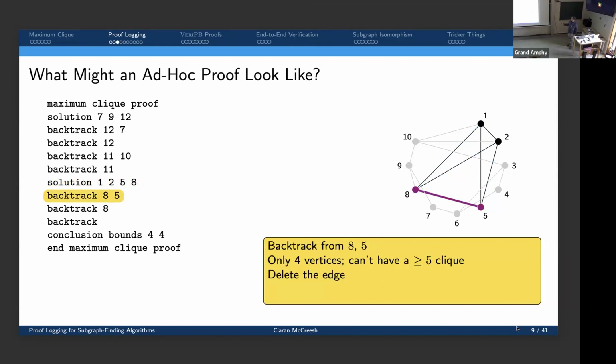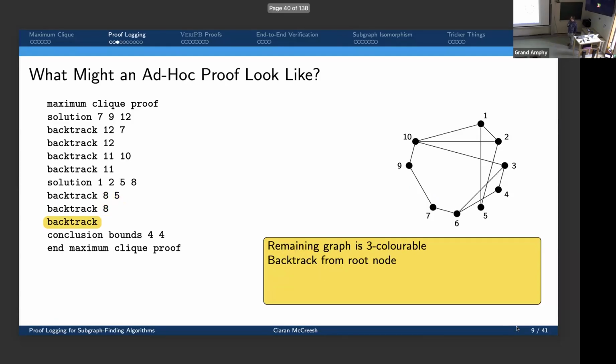We're in the state where we've accepted 8 and 5. We only have 1 and 2 left as potentially feasible. When we only have 4 vertices, we can't get a 5 vertex clique. We backtrack. We're now in this state. We only have 4 vertices. We can't get a 5 vertex clique. We backtrack. And then at this point, the solver will sort of stare at this graph briefly, and it will say, this graph is 3 colorable. It's 3 colorable. We can't get a 5 vertex clique. So we're going to backtrack, having made no guesses at all.